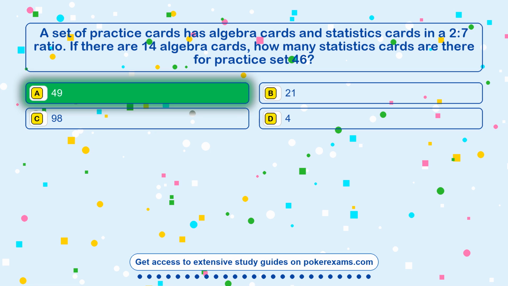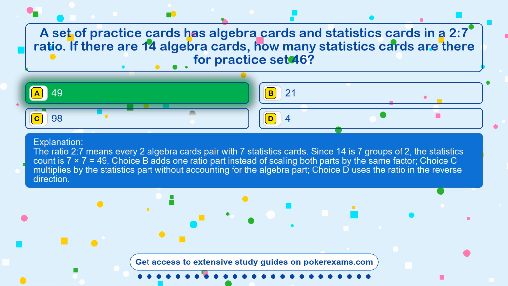The correct answer is option A, 49. The ratio 2:7 means every 2 algebra cards pair with 7 statistics cards. Since 14 is 7 groups of 2, the statistics count is 7 times 7 equals 49. Choice B adds one ratio part instead of scaling both parts by the same factor, Choice C multiplies by the statistics part without accounting for the algebra part, Choice D uses the ratio in the reverse direction.